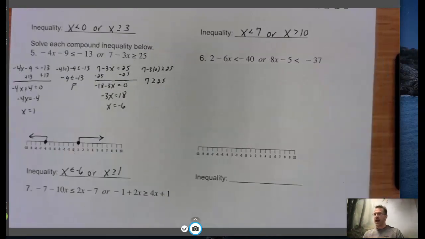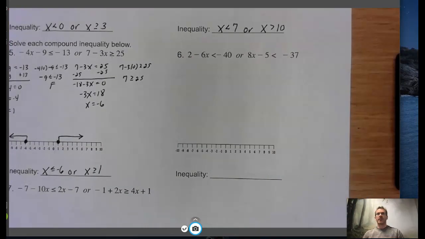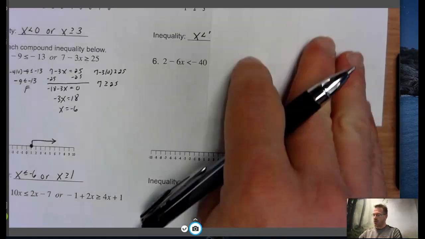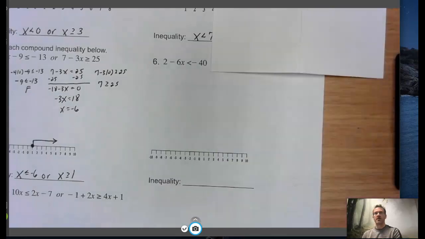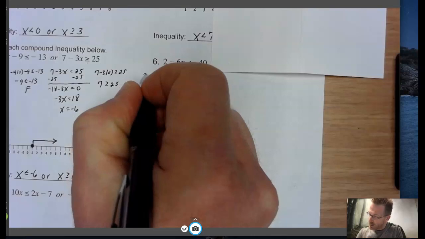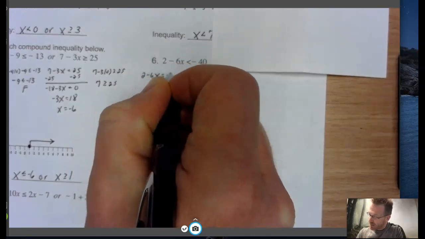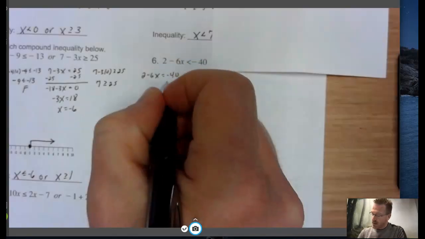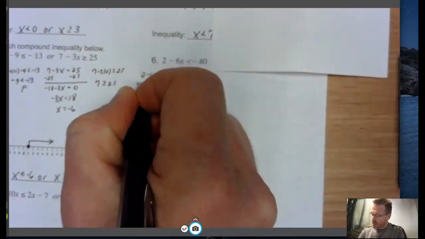All right, so let's look at number 6 together. So once again, I'm just going to slide this over. I'm going to ignore everything over there because that doesn't matter right now. So we just want to solve this particular problem. So 2 minus 6x is equal to negative 40. Add 40 to both sides, so plus 40 and plus 40.